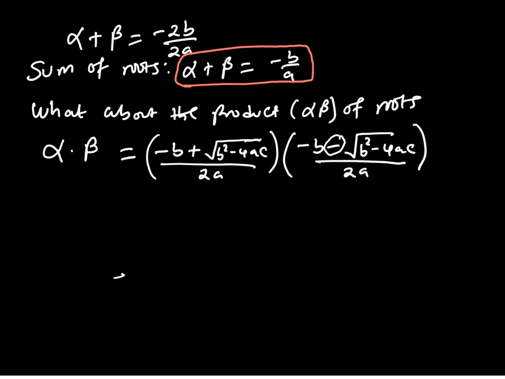Okay, so what do we do? How do we go about it? Let me first rub this so I don't spoil my results. This is a minus, b minus. Okay, so how do we go about this?